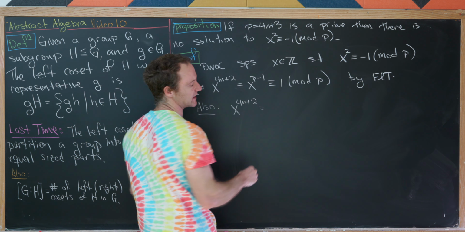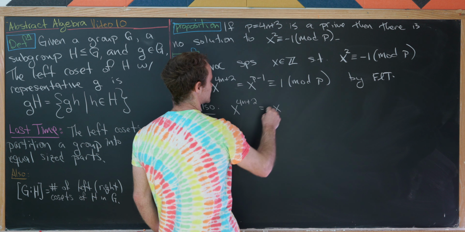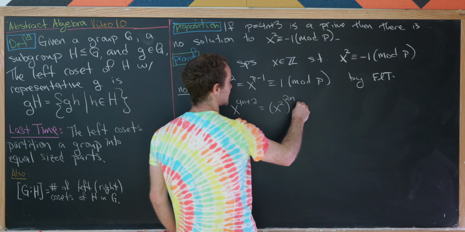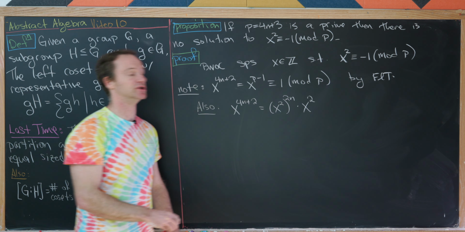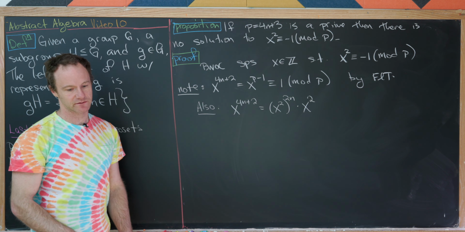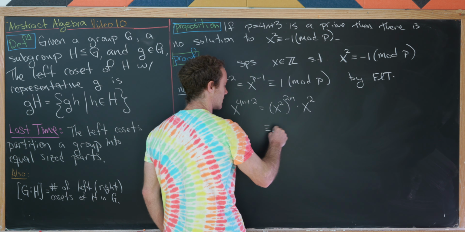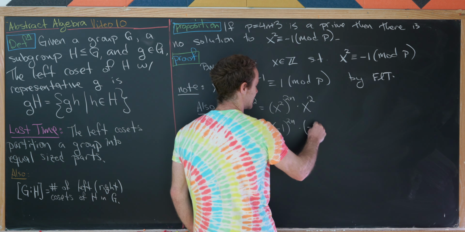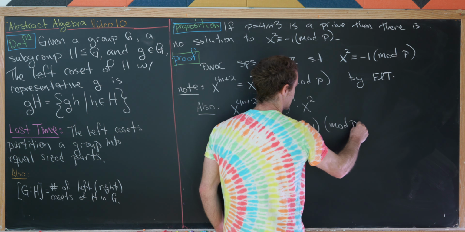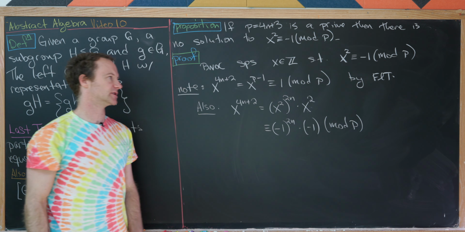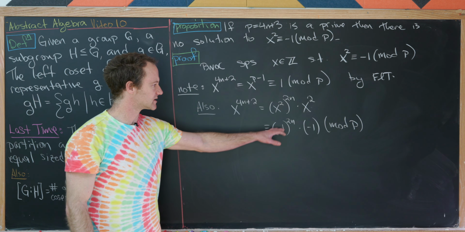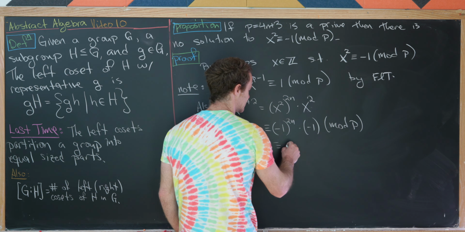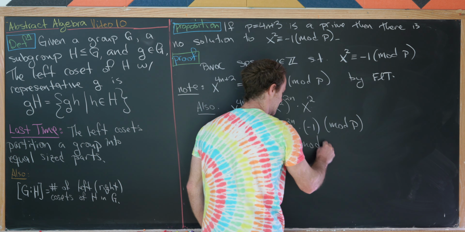But now let's also notice that if we look at x to the 4n plus 2, that's going to be the same thing as x to the power 2, all raised to the 2n, times x to the power 2. Well, that's just by moving exponents around, right? But this is going to be congruent to minus 1 to the 2n times minus 1 modulo p. That's because x squared is congruent to minus 1 mod p. Oh, but look at this. Minus 1 to the 2n is just 1. So in the end, we get this whole thing is congruent to minus 1 mod p.